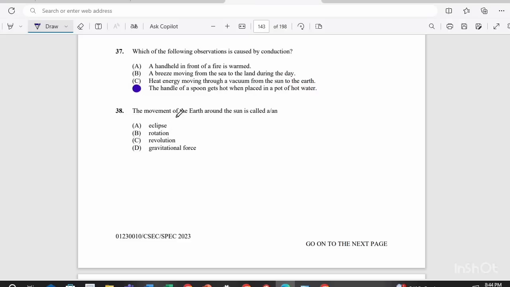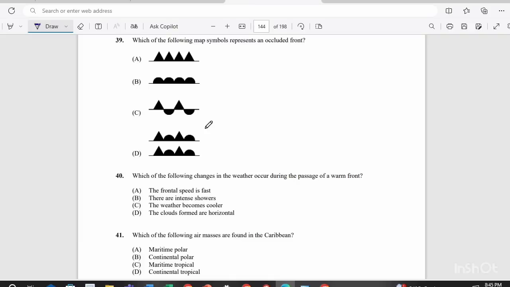38. The movement of the earth around the sun is called an A, eclipse, B, rotation, C, revolution, or D, gravitational force. The answer there is C, a revolution. Once the earth goes around the sun once, that is a revolution, and it is usually the end of a year and the start of a new year.